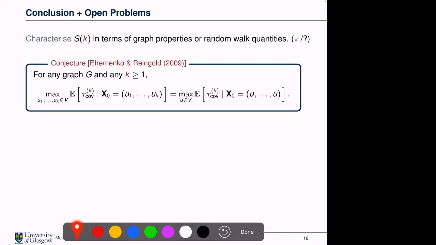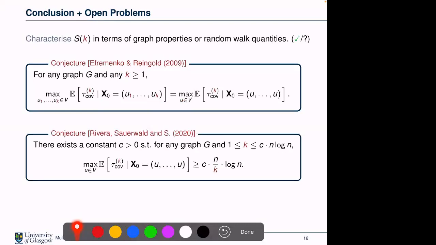Okay, so you should always end a talk with some open problems and conjectures. This is a very appealing one to me. Throughout this talk, I assumed that all walks start from the same vertex when we consider the worst case. But actually, you can start them all from different vertices, and the conjecture is that these two are the same. I think Efremenko and Reingold conjectured this, and many works just implicitly assume this conjecture, but it's not actually proved anywhere. I've had a go at this, and it's not as easy as it looks for some reason, or I just haven't found the right technique. But I think this is a very nice conjecture.